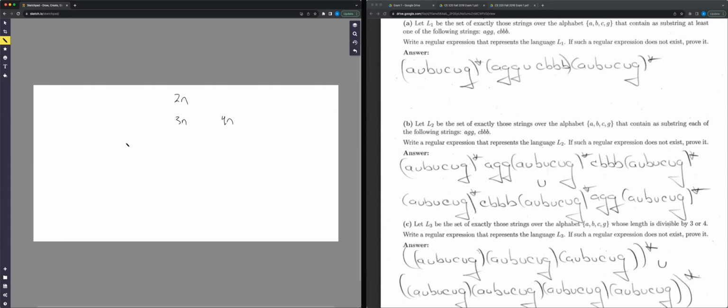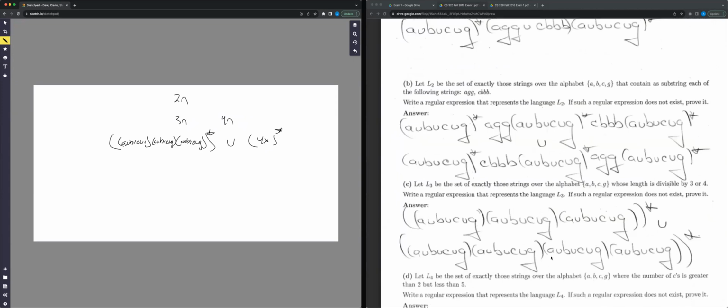It's just A or B or C or G, A or B or C or G, A or B or C or G, star. And then the same exact thing, but 4x for here. And since it can be divisible by 3 or 4, we would just put a union in between, and then that's our answer. Does it make sense? Cool.